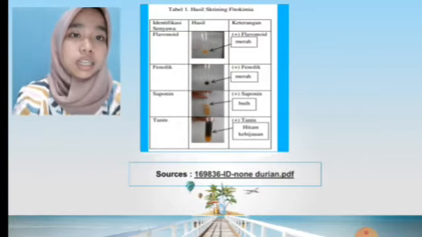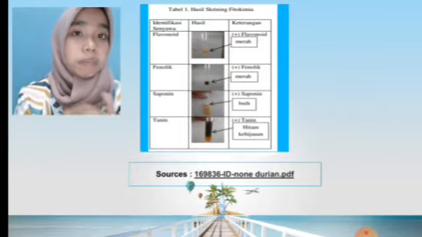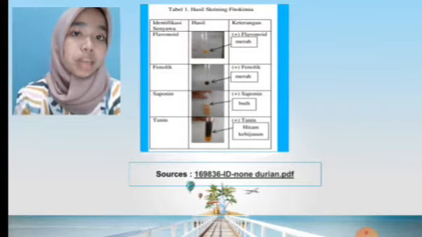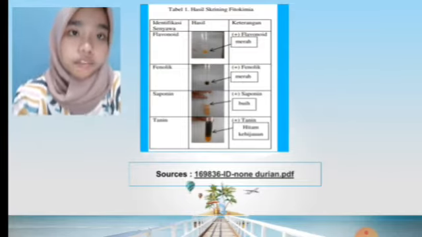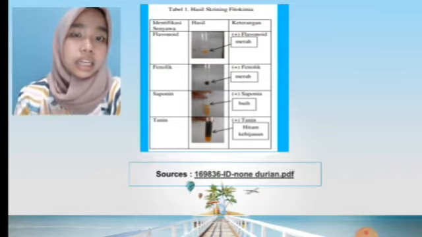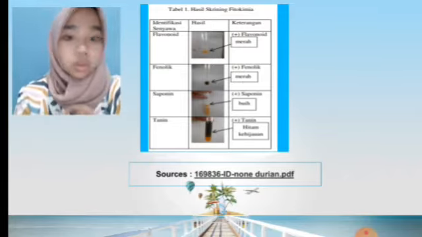This is the table about the phytochemical screening. In the same research, there are sources too. There are flavonoid, phenolic, saponin, and tannin. These are tested in the laboratory.